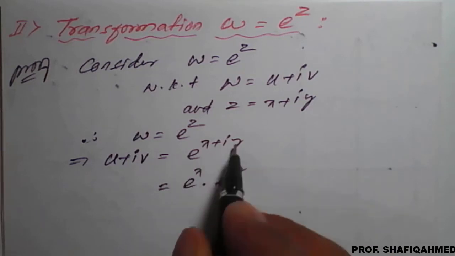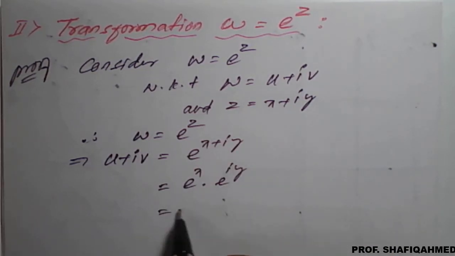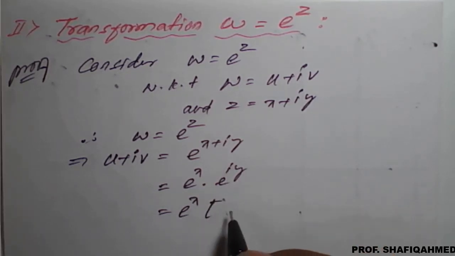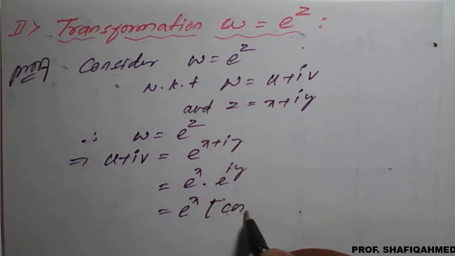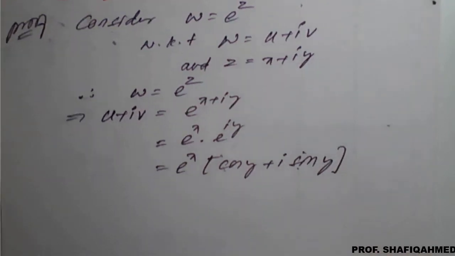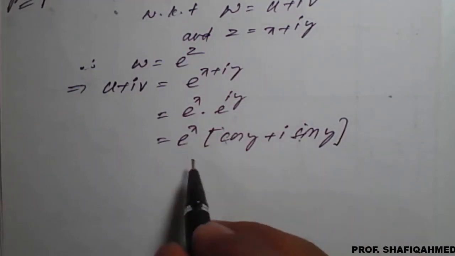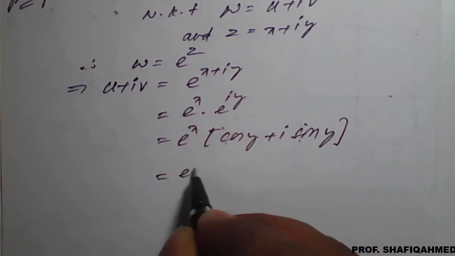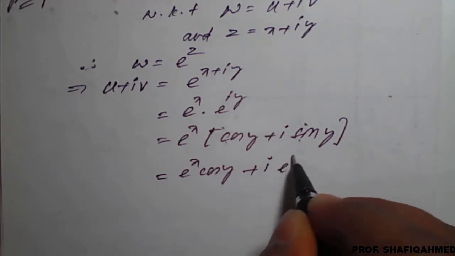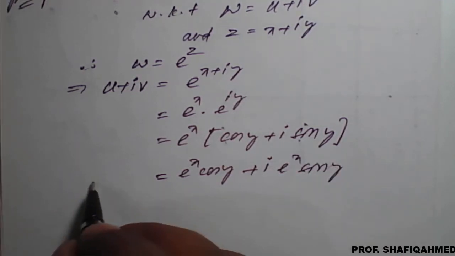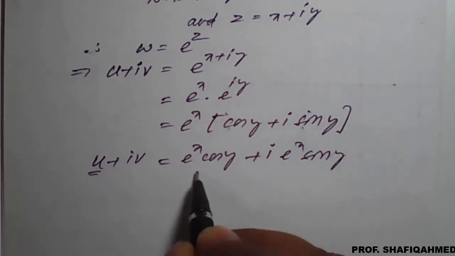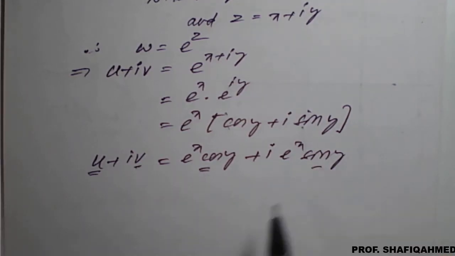If the bases are the same and you add the powers, we get back the previous one. So e raised to x as it is, but e raised to iy is nothing but a complex form, which can be written as cos y plus i sin y, as per the complex number. Again multiply e raised to x with this bracket, so it becomes e raised to x cos y plus i e raised to x sin y. On the left hand side we have u plus iv. Therefore u is the real part, and v is the imaginary part.